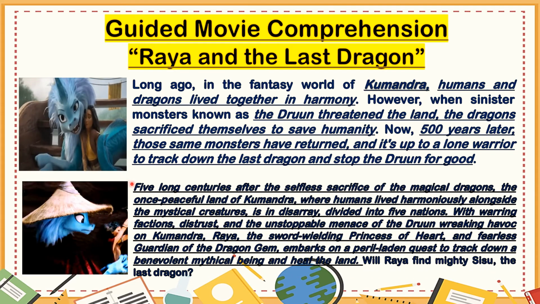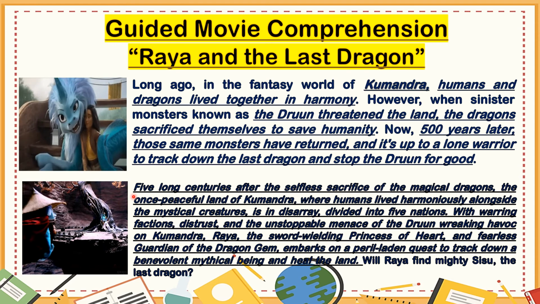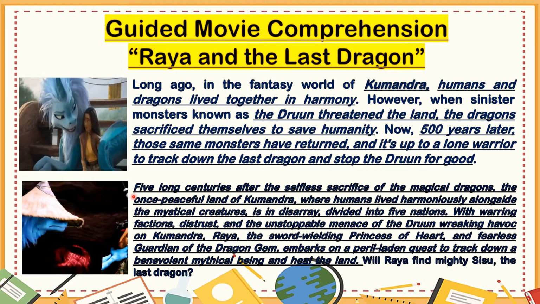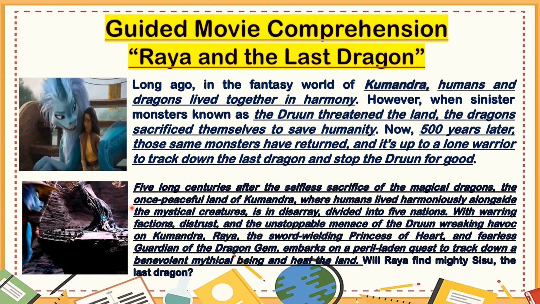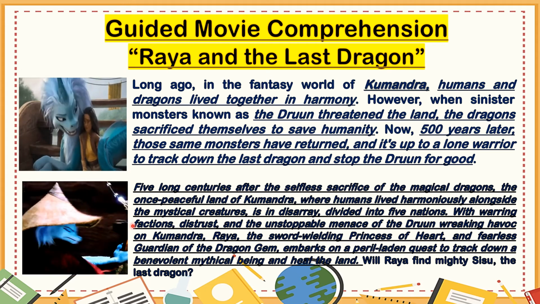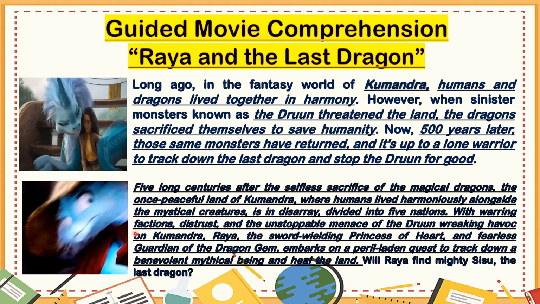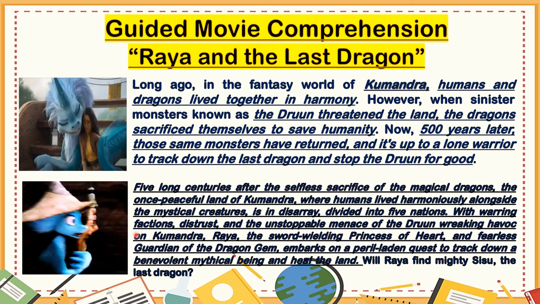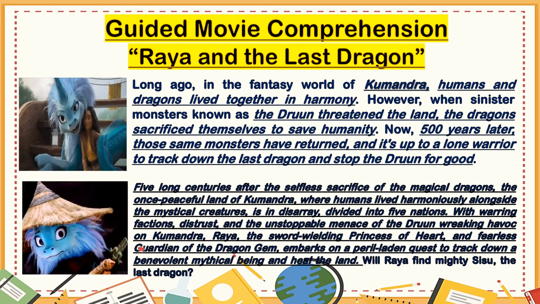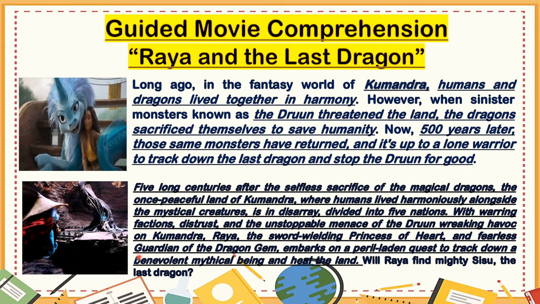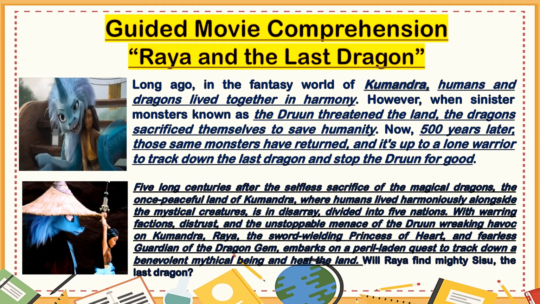Five long centuries after the selfless sacrifice of the magical dragons, the once peaceful land of Kumandra, where humans lived harmoniously alongside the mystical creatures, is in disarray, divided into five nations. With warring factions, distrust, and the unstoppable menace of the Druun wreaking havoc on Kumandra, Raya, the sword-wielding princess of Heart, and fearless guardian of the Dragon Gem, embarks on a peril-laden quest to track down a benevolent mythical being and heal the land. Will Raya find mighty Sisu, the last dragon? It's for you to watch.